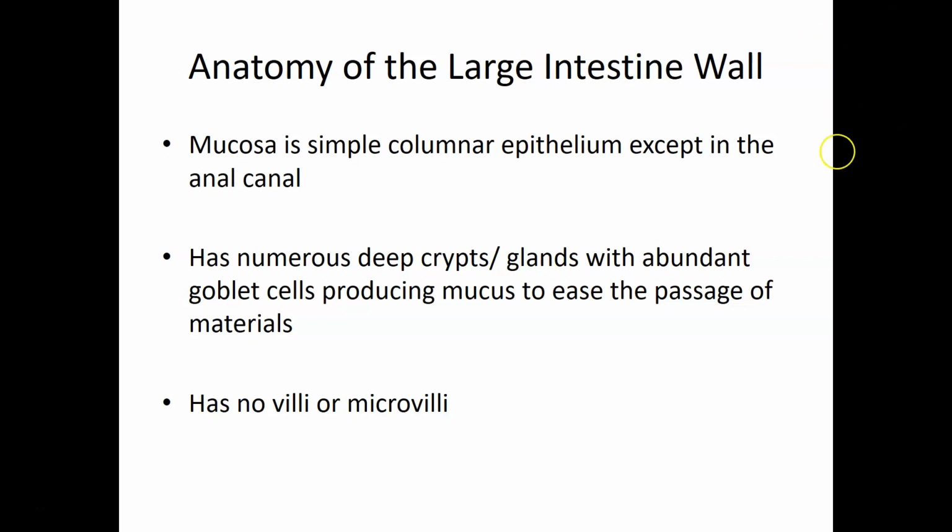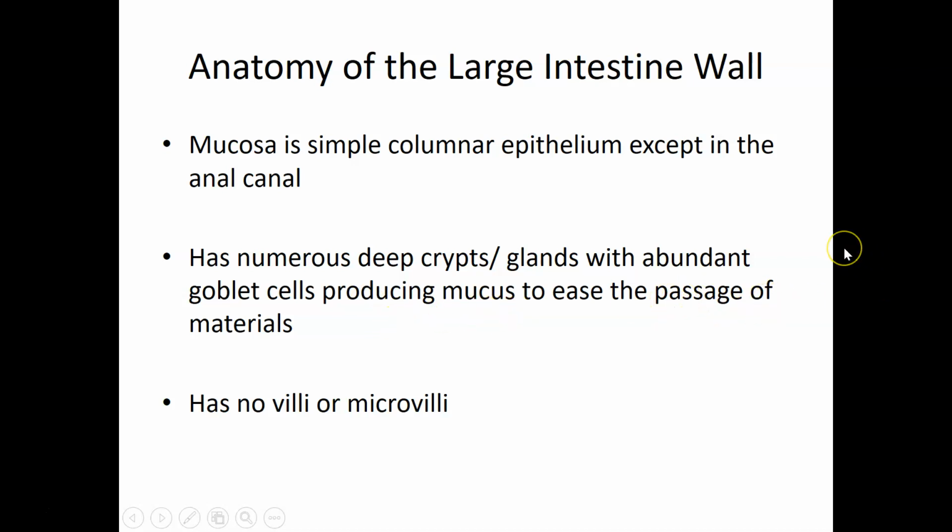The wall of the large intestine has, like in the small intestine, deep crypts or glands. These are the intestinal crypts or intestinal glands. The text calls them glands. And these are also secreting substances, not as many as you find in the gastric glands or even the small intestinal glands. In the large intestine, these glands have a huge number of goblet cells. And so mainly what's being secreted here is a lot of mucus.